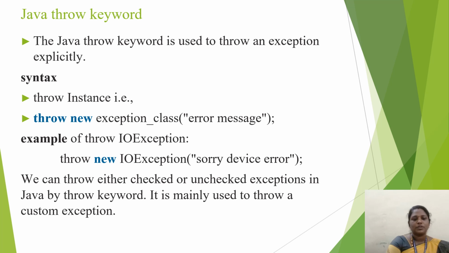The example of throw is IOException, for device errors. Here, throw is a keyword, new is a keyword, and IOException is an exception class. You can throw either checked or unchecked exceptions in Java by using the throw keyword explicitly. So what is the difference between throw and throws? Throw throws an exception explicitly, and it will be informed to the users. Throws declares the exceptions. That is the main difference between throw and throws.